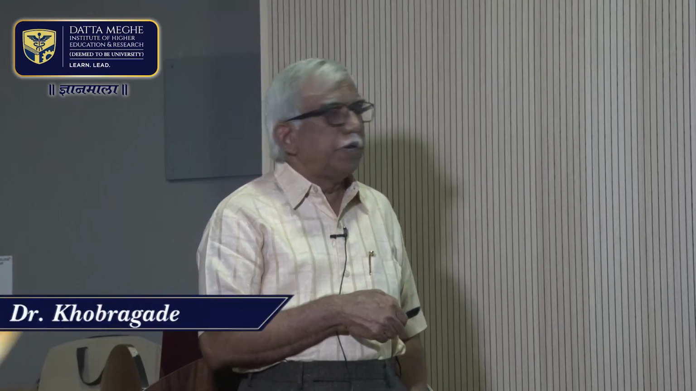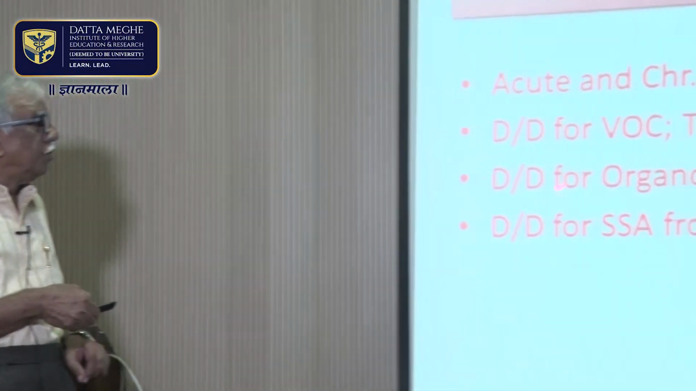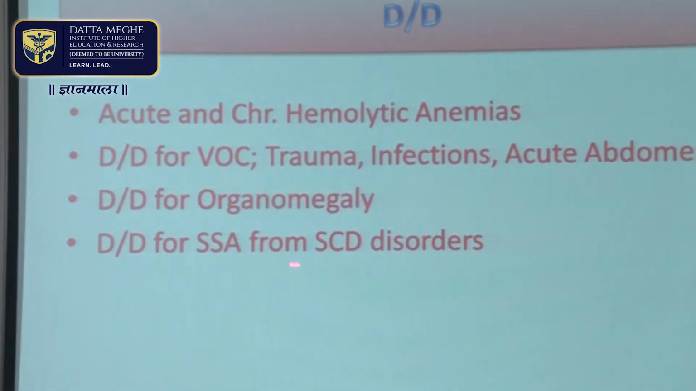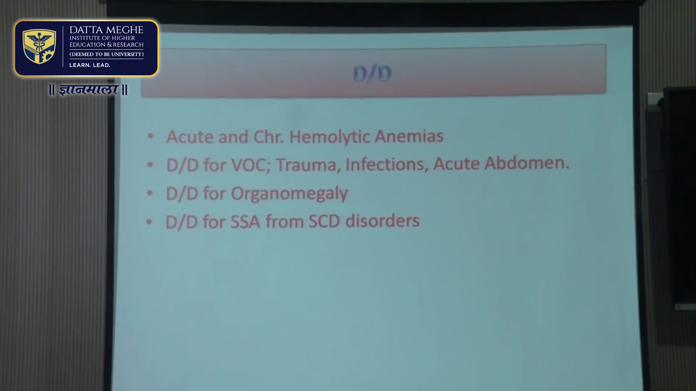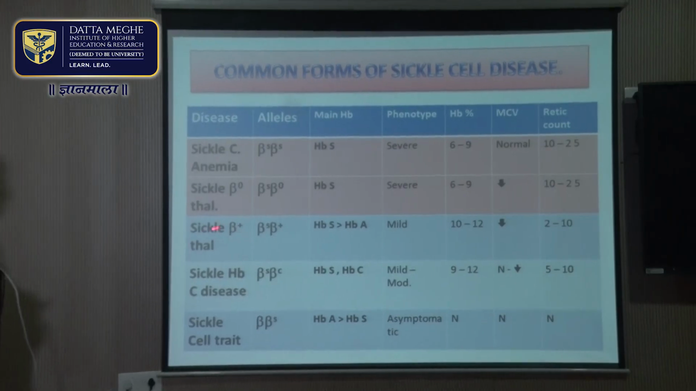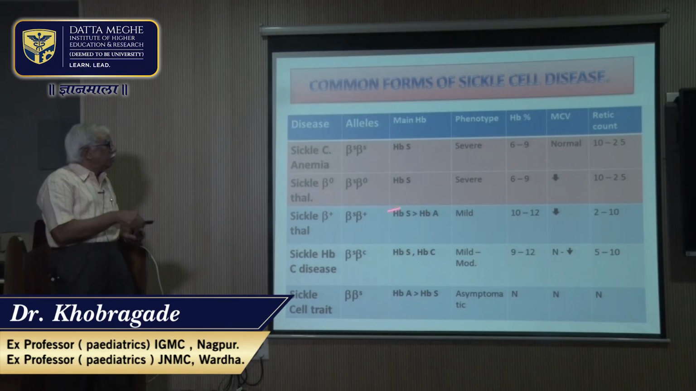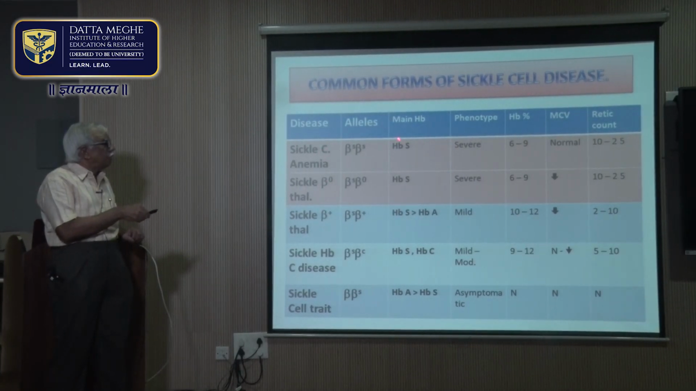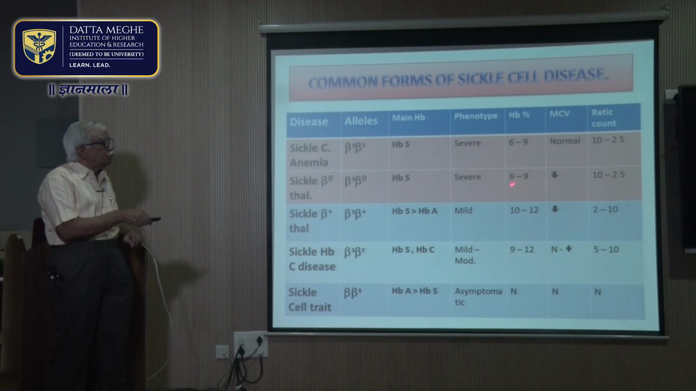Differential diagnosis could be related to the symptoms with which the patient presents: pertaining to chronic hemolytic anemia, vaso-occlusive crisis, organomegaly, and the various sickle cell disease disorders which we come across. So sickle cell anemia, sickle cell beta thalassemia, beta plus thalassemia, C disease, and sickle cell trait. You find that these two are the severe ones, beta 0 and sickle cell anemia, HbSS. So these are the severe ones, their hemoglobin is between 6 to 9 grams.